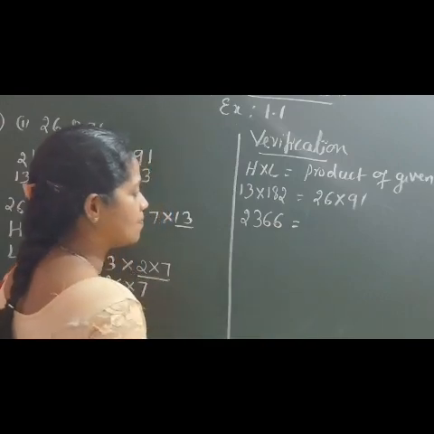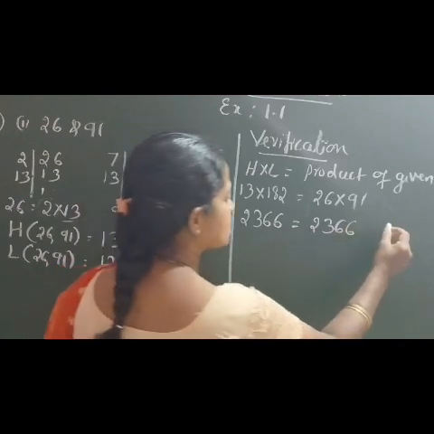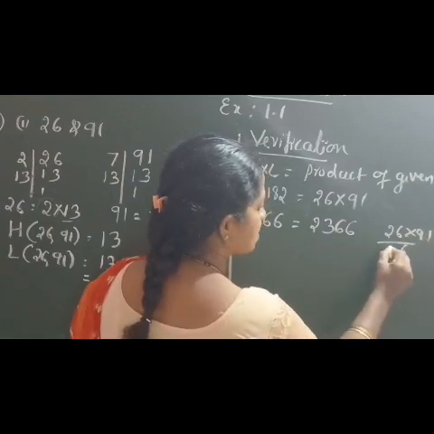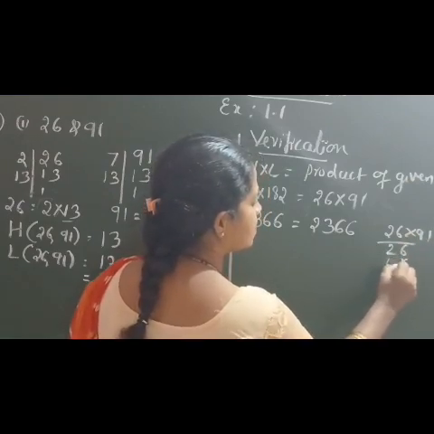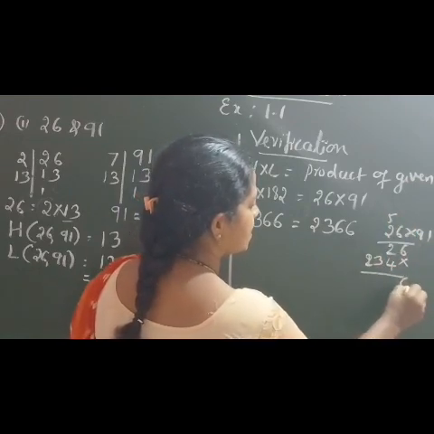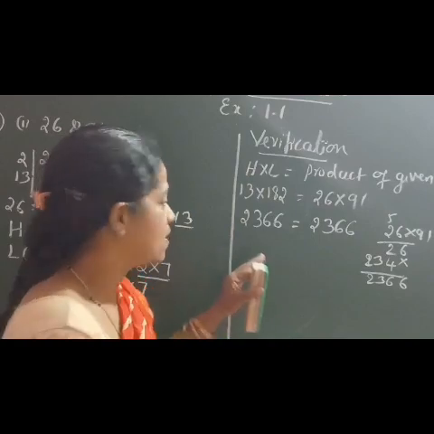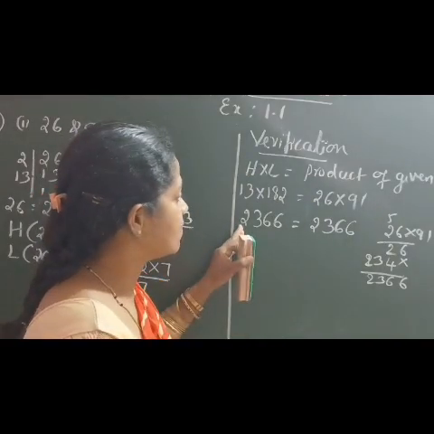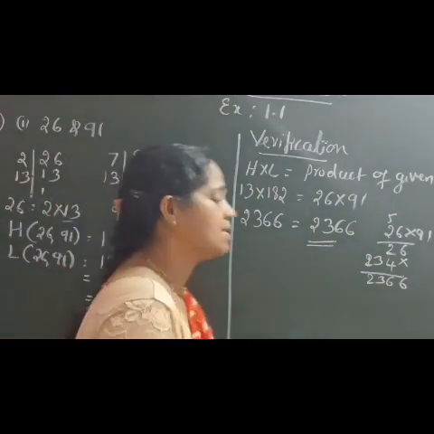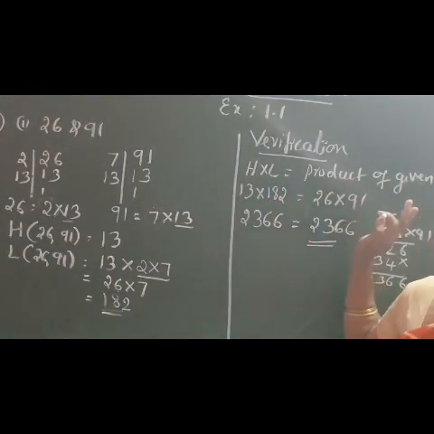And here also the product is 2366. Let us do the multiplication here, 26 into 91. 1 6 is 6 and 1 2 is 2. 9 6s are 54. 9 2s are 18 plus 5, 23. We are getting the correct answer, that is 2366. So on multiplying we will get the same product on both sides. So this way we have to verify the relation between HCF, LCM and product of the given numbers.